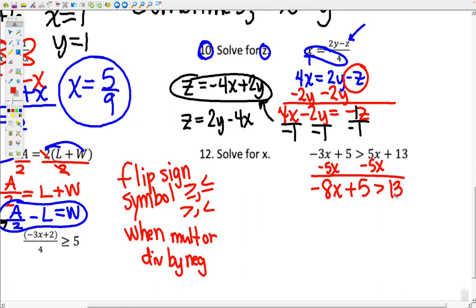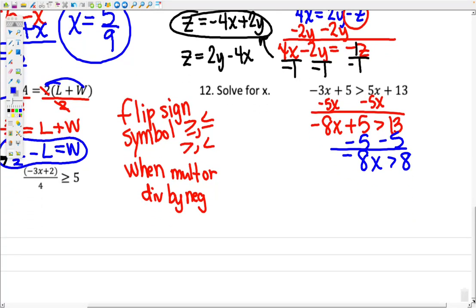At this point, I'm subtracting 5. When I subtract 5, I got negative 8x is greater than 8. One last step and a flip must happen. And you flip the sign. The sign is flipped simply because I divided by a negative number, okay? So my answer is now going to be x is less than negative 1.